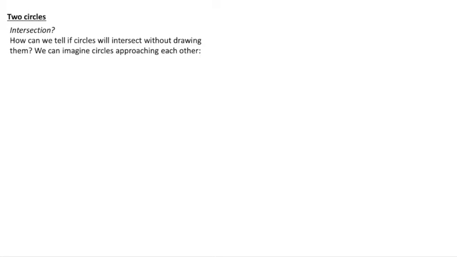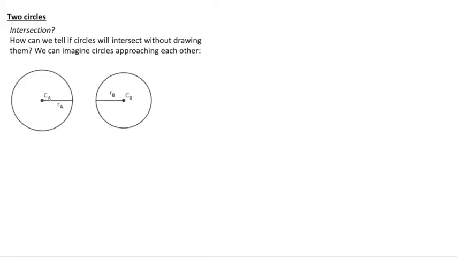So if we imagine circles approaching each other, then the first situation we might have is that they're approaching, but they haven't touched or crossed each other yet. And in this situation, there's no intersection, of course, and the distance between their centres is greater than the sum of their radii. So if we know that the distance between the centres is more than the sum of the radii, we know that they can't intersect, whether we sketch it or not.